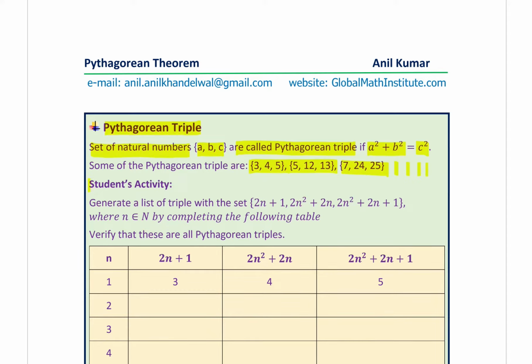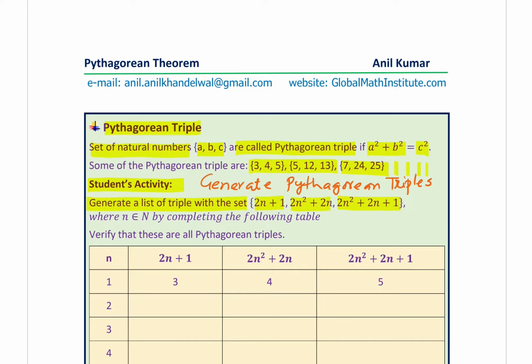Now here is a students' activity for you. What you need to do is to generate triples, right? So the whole exercise here is to generate Pythagorean triples. I've given you a formula and made a table so that you could easily generate them. Now the formula is to generate a list of triples. The formula is that one number could be 2n plus 1, the second number is 2n square plus 2n, and the third number is one more than the second number.